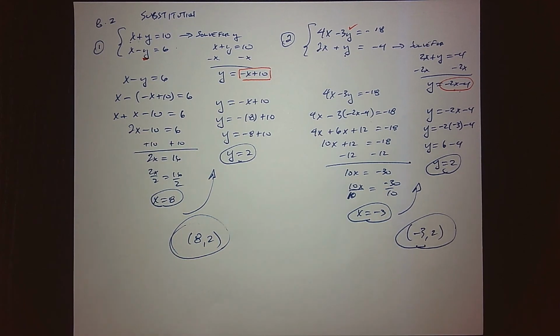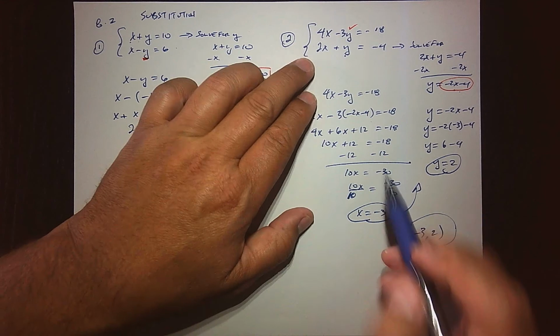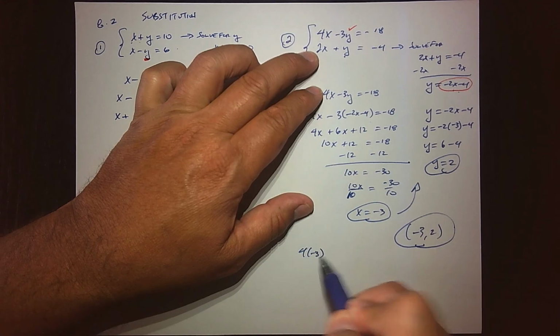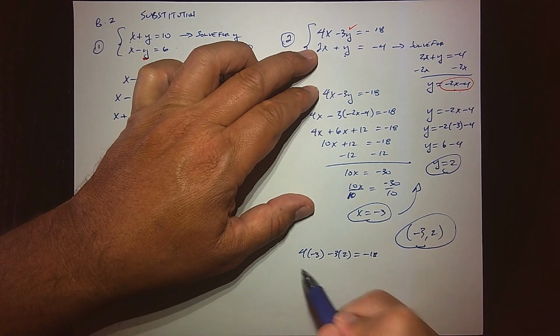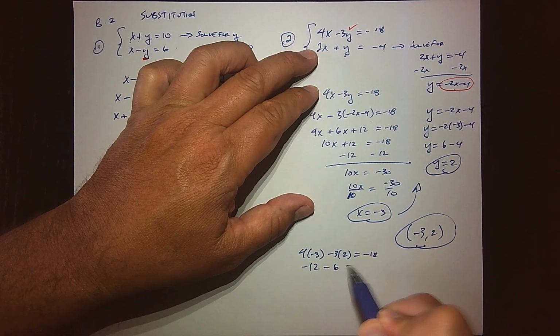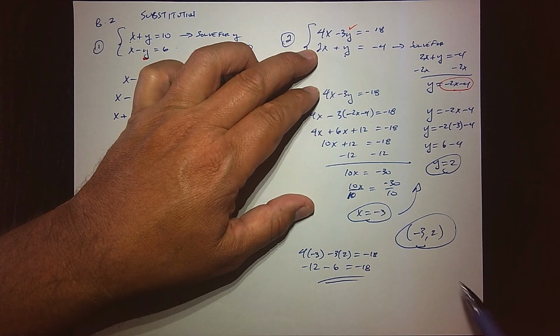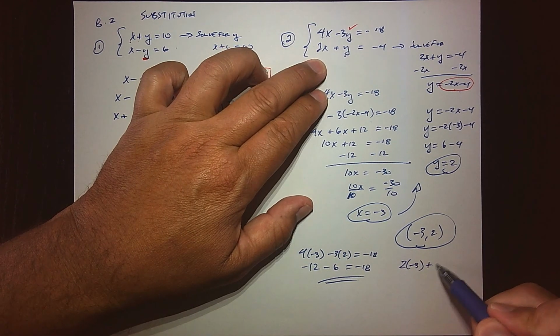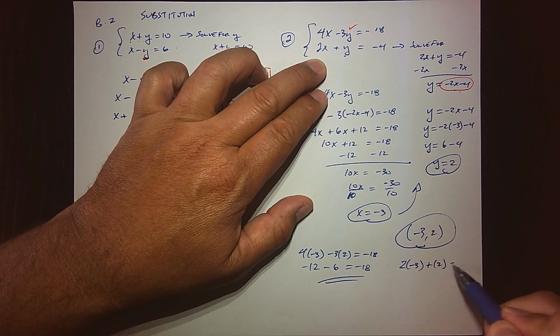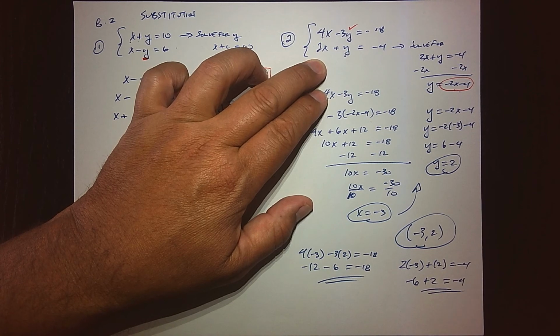And of course, if we were to check them out, 4 times negative 3 minus 3 times 2 is negative 18. Was negative 12 minus 6 negative 18? Yes. So it solves that one. The other one, if I substitute my values in there, right, is negative 6 plus 2 equal to negative 4? Yes. So we found it.